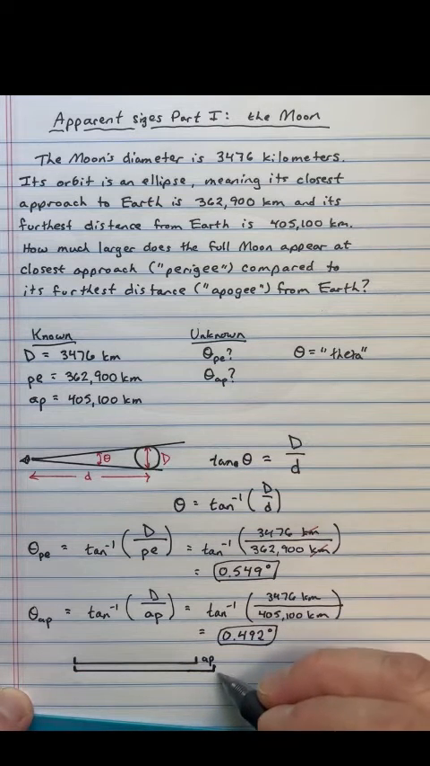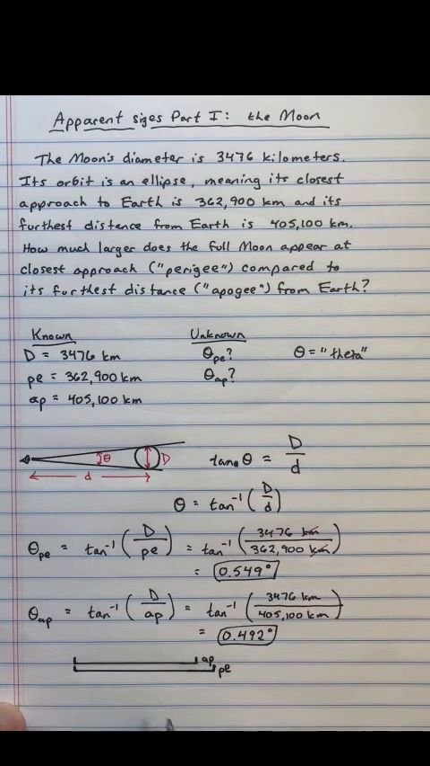And check out the difference. The moon is a little bit bigger at perigee, appears, I should say. It isn't actually bigger, right? It appears to be bigger at perigee compared to its size at apogee.